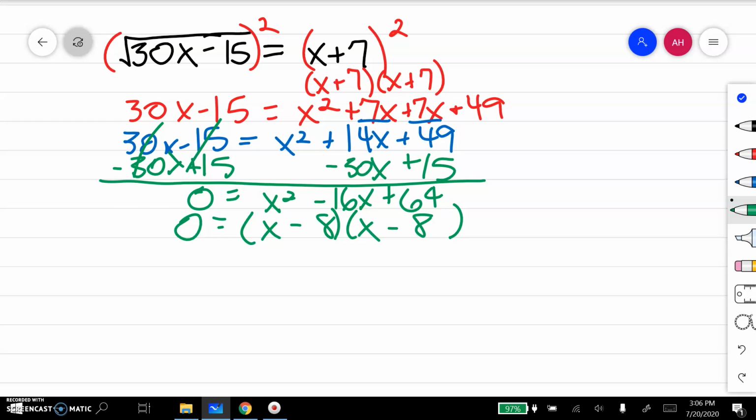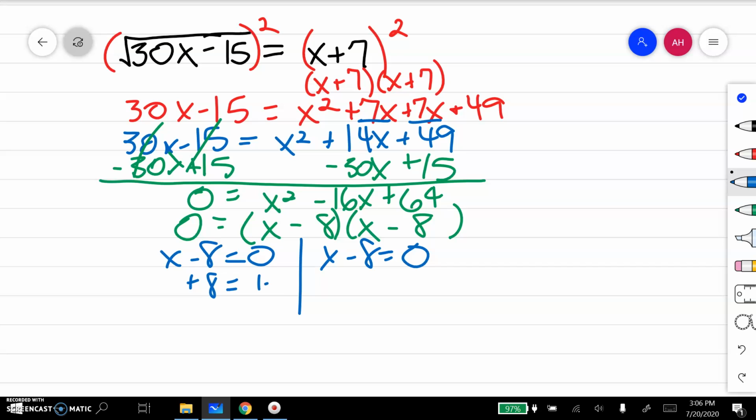Set those both equal to 0. X minus 8 equals 0. X minus 8 equals 0. You're going to get the same thing on both of these, of course, because they're the same. So we really just get x equals 8 for our answer. Okay. Now, you do need to go check this.